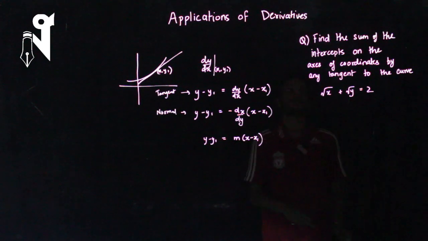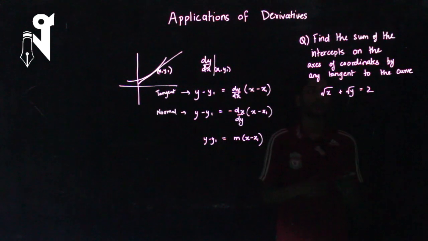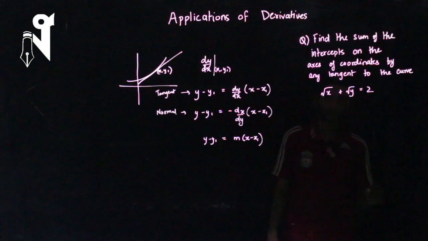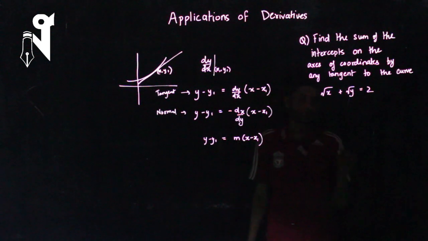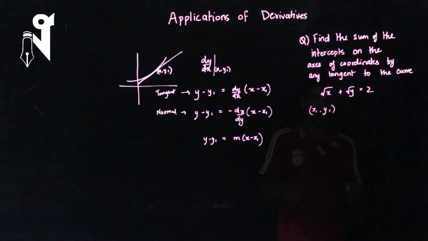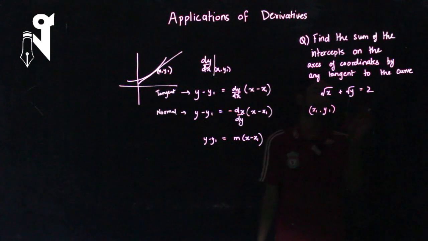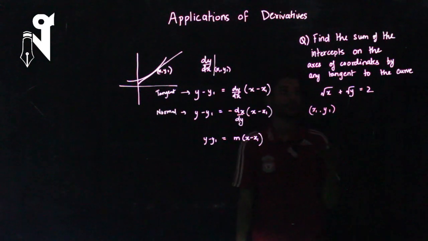Let's start with this question. Find the sum of the intercepts on the axis of coordinates by any tangent to this given curve: root x plus root y is equal to 2. So what we have to do is, at any given point x1, y1, we have to determine the equation of the tangent, and in that equation we have to basically identify the intercepts. How we do that is just by substituting the value of x as 0 first and then y as 0, get both the y and x intercepts respectively, and then see if that comes out to any interesting value.